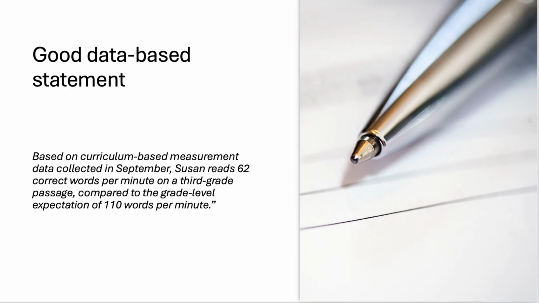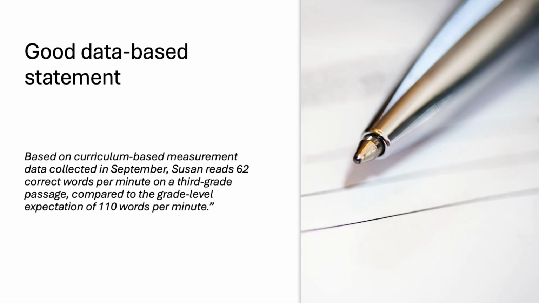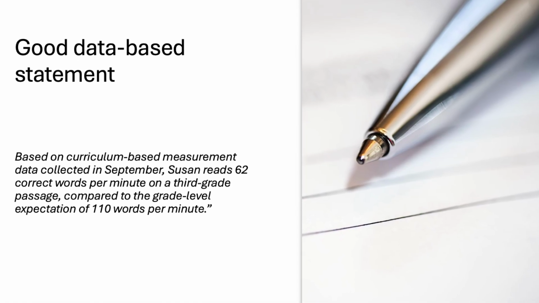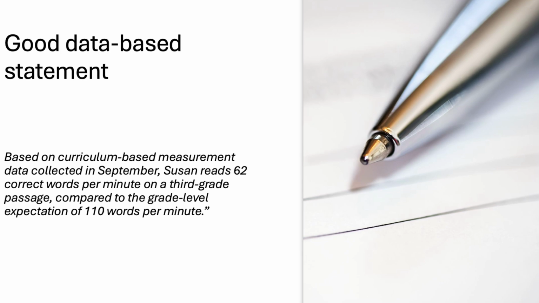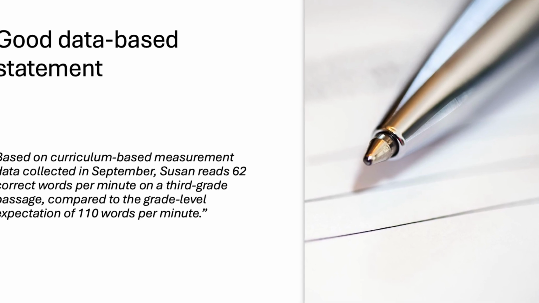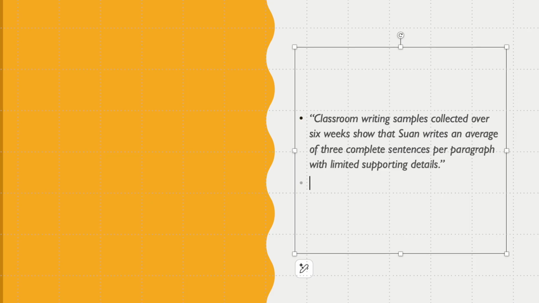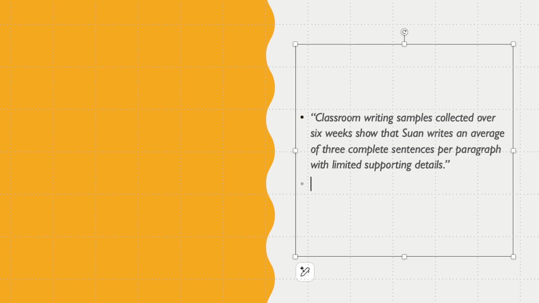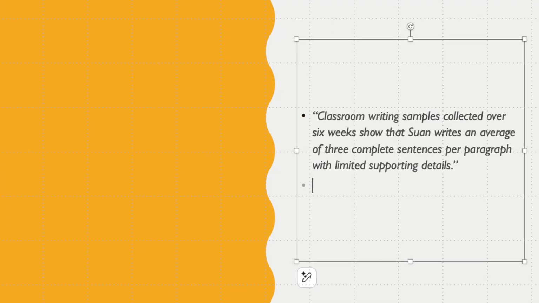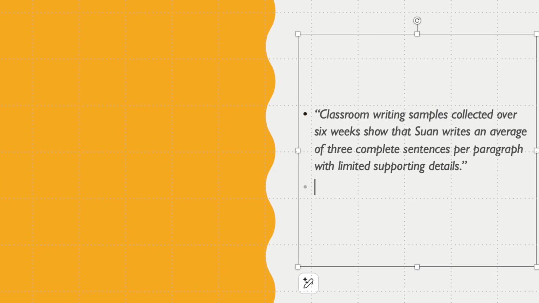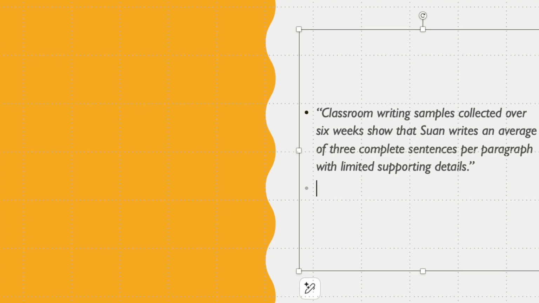Based on curriculum-based measurements collected in September, Susan read 62 words correct per minute on a third grade passage compared to the grade level expectation of 110 words per minute. That gives me lots of data to help me build an appropriate objective when I'm getting ready to write a goal for her. Here's another example. Classroom writing samples collected over 6 weeks show that Susan writes an average of 3 complete sentences per paragraph with limited supporting details. Lots of data.